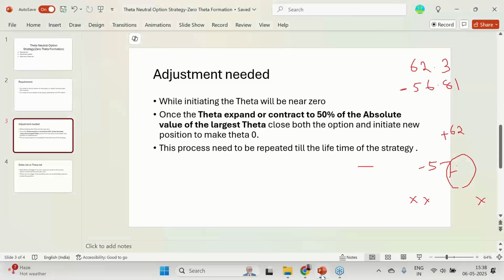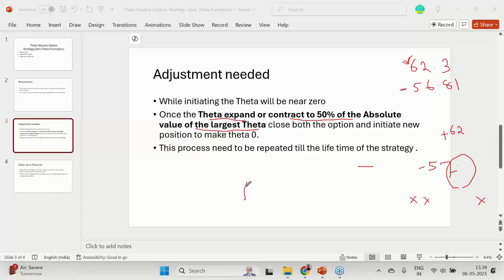So what is the adjustment? While initiating, the theta was near 0. So 5 points was here. Now this theta expands or contracts by 50% of the absolute value of the largest theta. That is why I told you to remember the largest value. So now the largest value is 62.